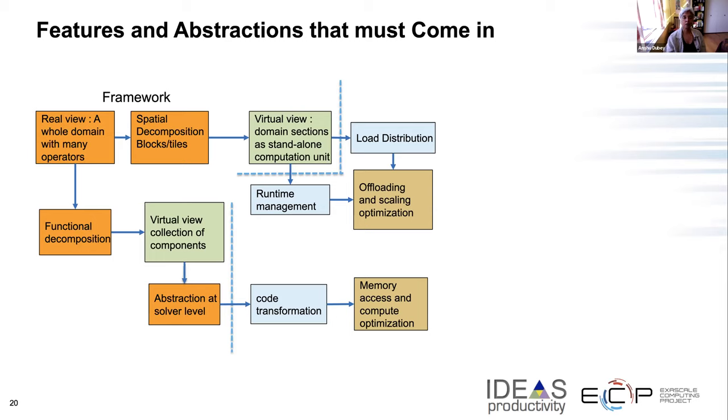Similarly, as we get more and more resources that need to be managed in a more asynchronous fashion, because now we are dealing with nodes that have a whole bunch of devices, you actually have to think about how the computation is going to be distributed among these various devices. So what kind of data movement needs to happen? What kind of offloading and scaling optimization needs to happen? And so the considerations for load distribution come in, and some form of runtime management also needs to come in. Both of these, the runtime management and code transformation and load distribution, should ideally still be a part of the infrastructure in such a way that a casual user, and I emphasize casual user because graded access is useful, need not know all of the details in order to be able to make modifications to the science codes.